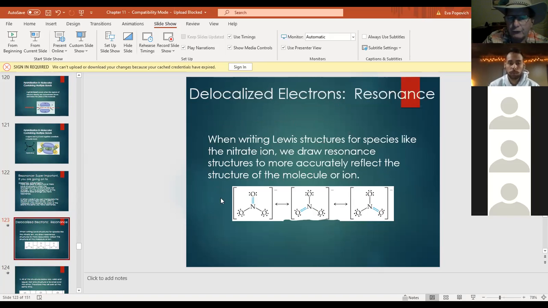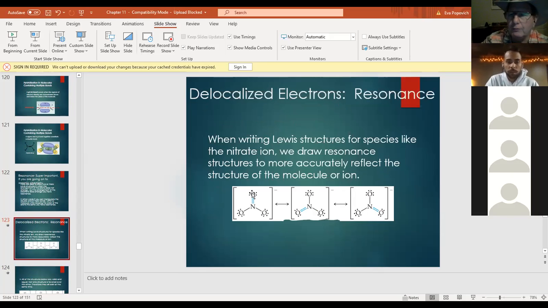So I have this. What is the orientation of this nitrogen? What is the hybridization of this nitrogen? It's sp2.